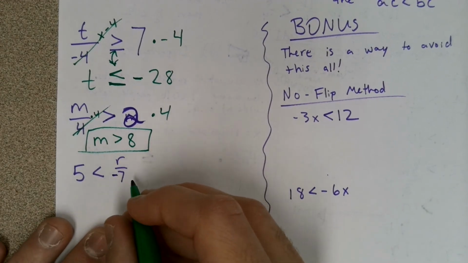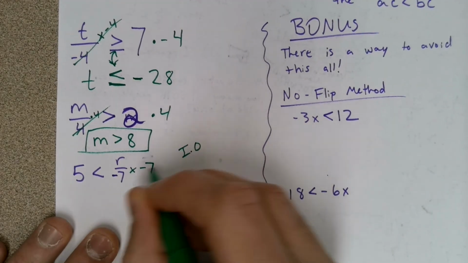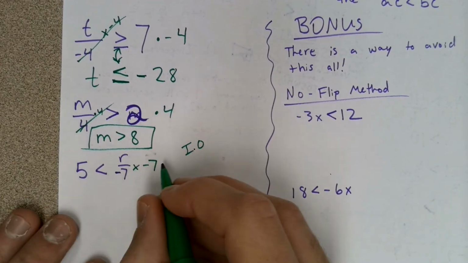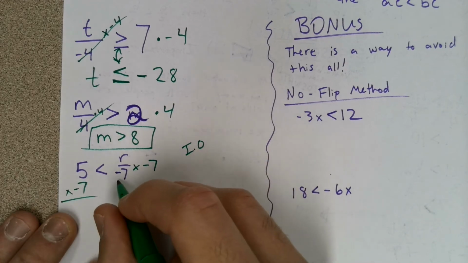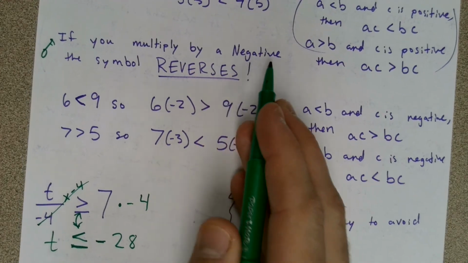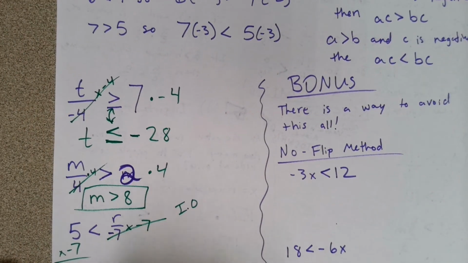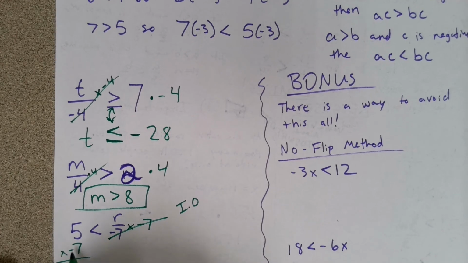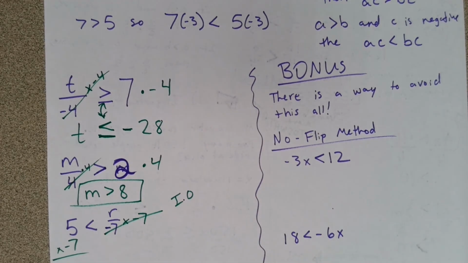How can we get R by itself? We do our inverse operation, which would be multiply by negative 7. Whatever you do to one side, have to do to the other. These cancel out. We multiplied by a negative. That means what? Our symbol reverses. I'll flip that symbol right now. 5 times 7 is 35. I know it's a negative 7, so it has to be negative 35 is greater than R.